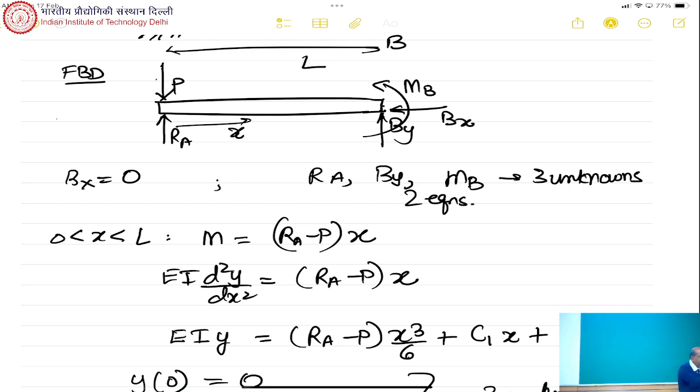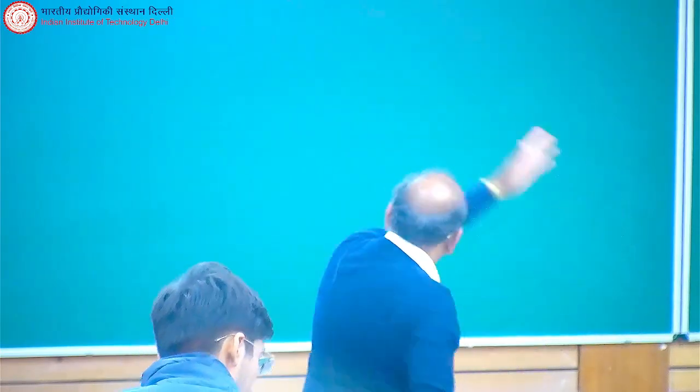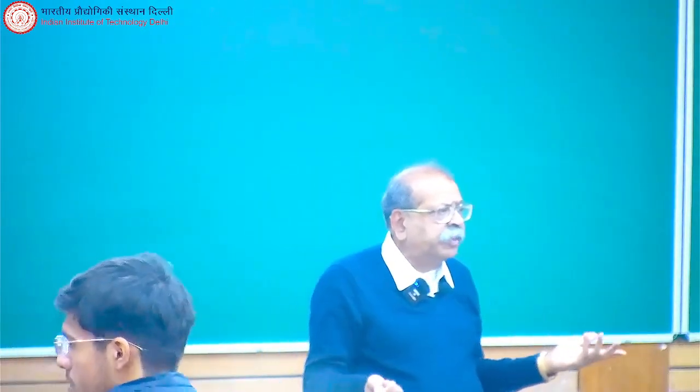So MB plus BY times x, or minus BY times x. That will be the bending moment. And then you have to integrate this. You will get 2 unknowns, MB as well as BY. You can do the same thing. And there, RA will not come into the picture at all.